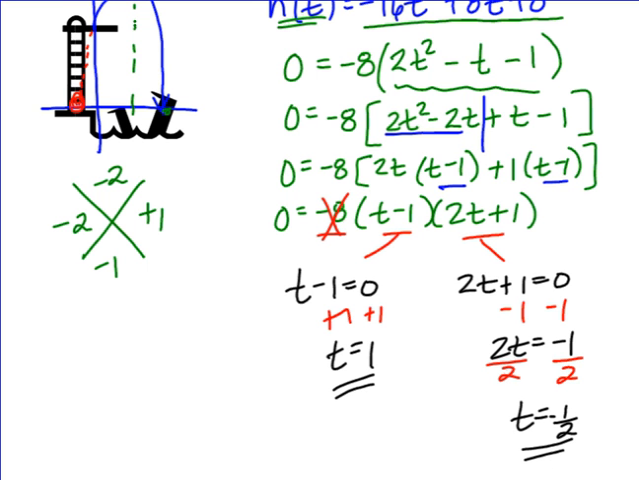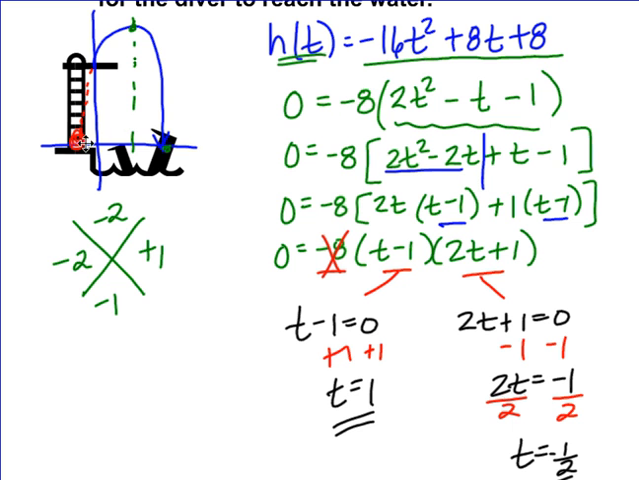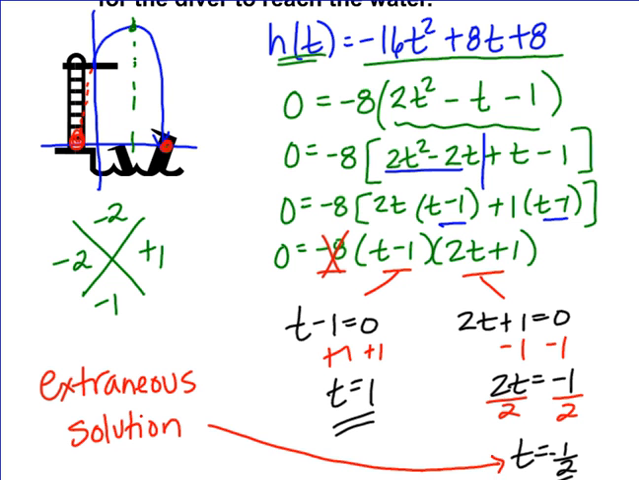Now remember, we looked at our picture up here, and if we remember correctly, we knew we were going to get two solutions, but we know that one of them is going to be extraneous. Extraneous means that yes, it does solve the problem, but it doesn't solve the real world problem. So we do have an extraneous solution here. Our extraneous solution is this t equals -1/2, because we can't have -1/2 seconds. So our answer to our problem is that it takes 1 second for this to occur.